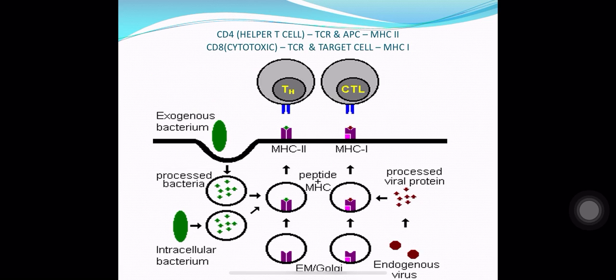So in this figure we can see two presentations. One is antigen presenting cell and T helper cell, both are binding. The receptors on them are MHC2 and T cell receptor. The other presentation is a target cell with MHC1 binding with the cytotoxic T lymphocyte with T cell receptor.